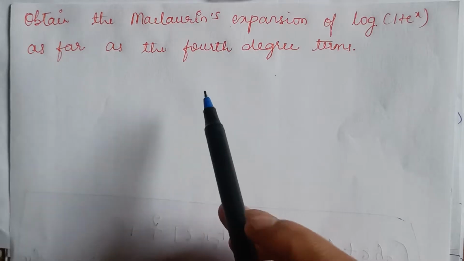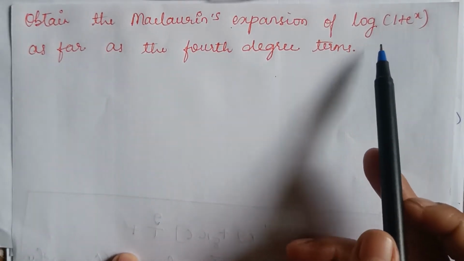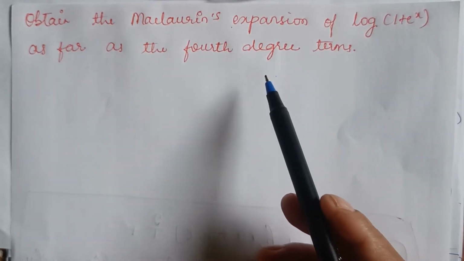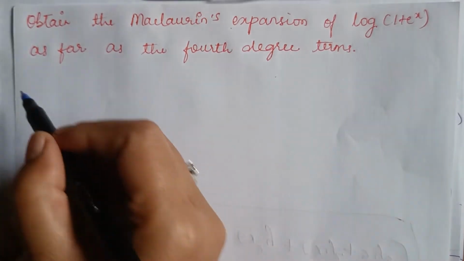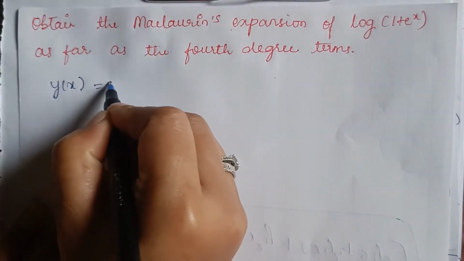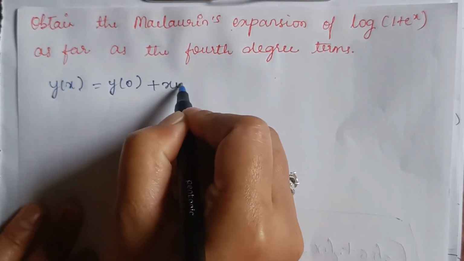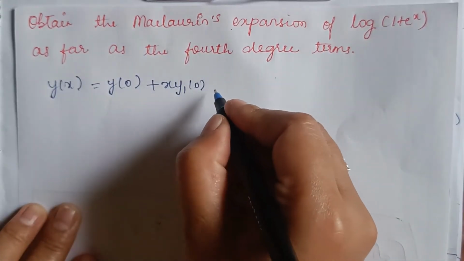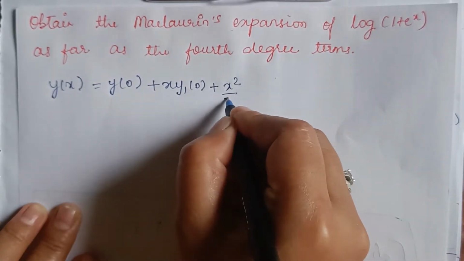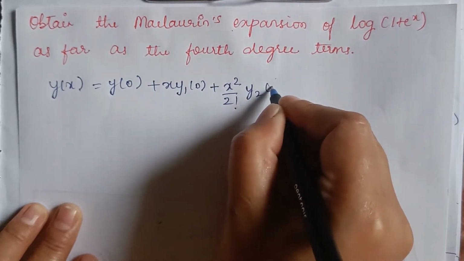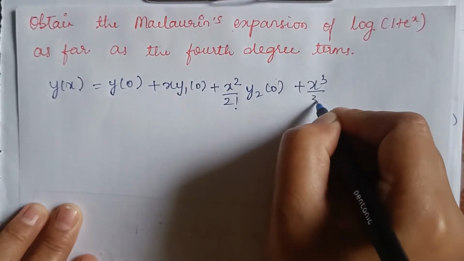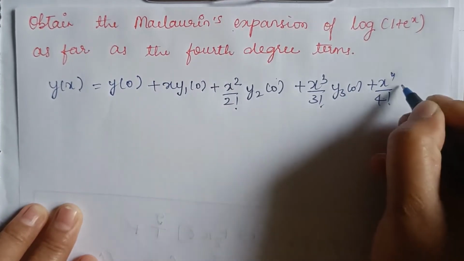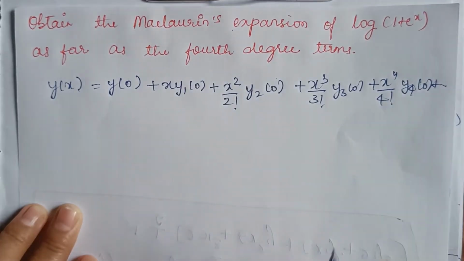In this video, we're going to obtain the Maclaurin's expansion of log of 1 plus e power x as far as the fourth degree terms. Okay, so here we have the Maclaurin's expansion. y of x is equal to y of 0 plus x y1 of 0. As fourth degree of term has been given, we'll simply expand it till fourth degree. So x square by 2 factorial y2 of 0 plus x cube by 3 factorial y3 of 0 plus x to the power 4 divided by 4 factorial y4 of 0 plus so on.